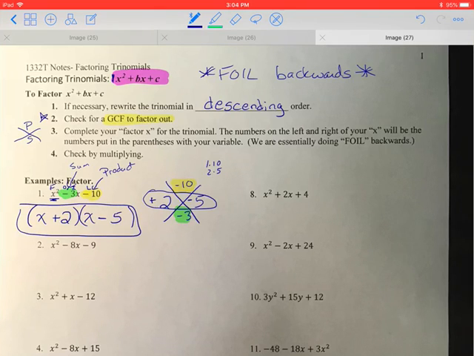Now, if you want to check it, you use FOIL. Okay, so I'll check one in a minute just to show you that it works. But the outside and inside will come out to be a negative 3x, and then the product at the end will come out to be a negative 10.